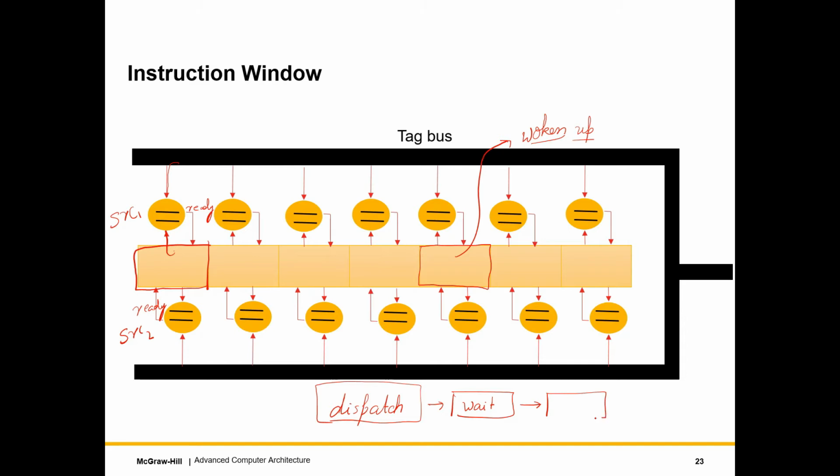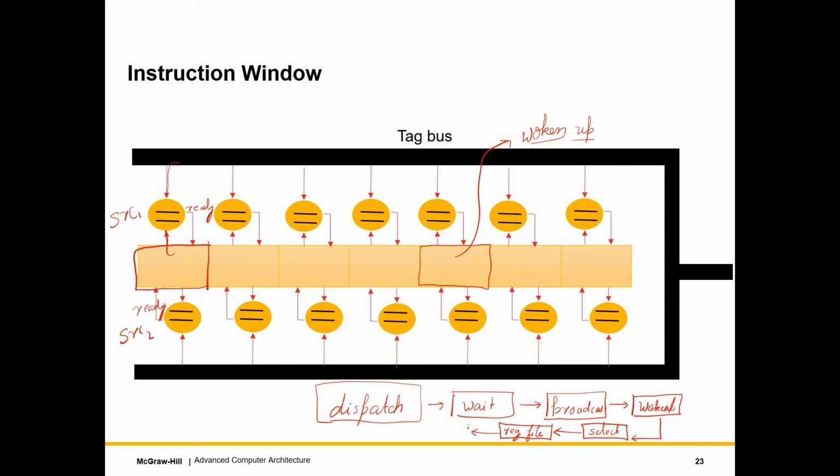Subsequently, the tag gets broadcast by the producer, right? So you broadcast the tag. Then you do your process of waking up. For all the instructions that have fully woken up, we select, right? We select a subset based on structural hazard considerations. And then once we select a subset, we read the operands from the register file. So it could either be the register file or the bypass network.